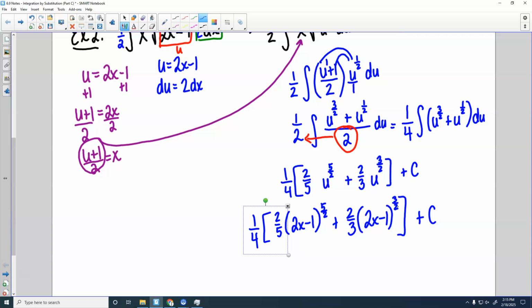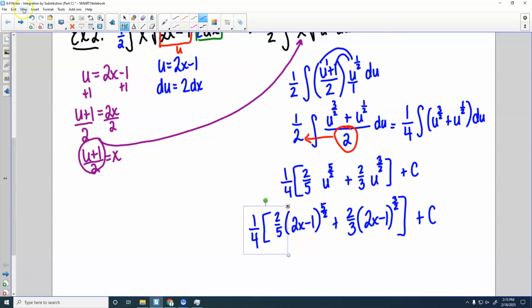There's several things they could do with that answer. They could distribute the 1/4 so that it would go to both terms. Or they might do sort of the opposite and factor something out. That's a possibility. They could change it back to roots. We'll just leave it like it is here. Okay, questions?